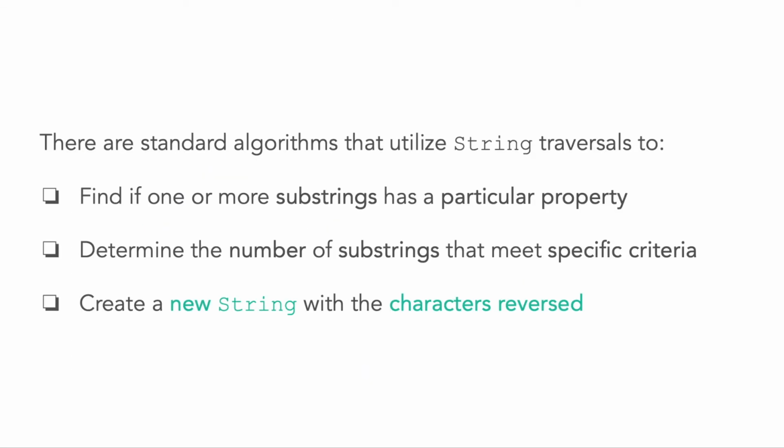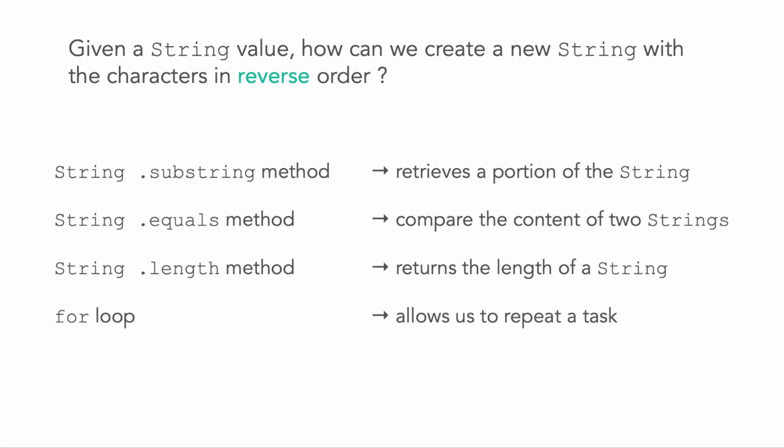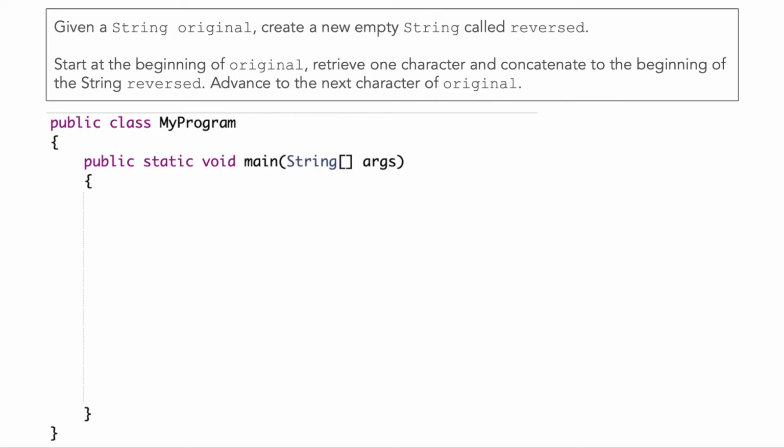There are standard algorithms that utilize string traversals to create a new string with the characters reversed. Given a string value, how can we create a new string with the characters in reverse order? What tools in Java can we use to solve this problem? Just as we did in previous exercises, we can use these methods. Let's start by declaring our variables. One way to do so is to store our original word, and we might need another variable to store an empty string called reversal. We can now set up our for loop header.